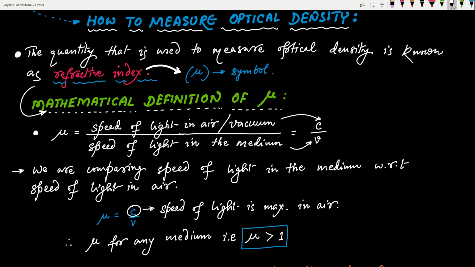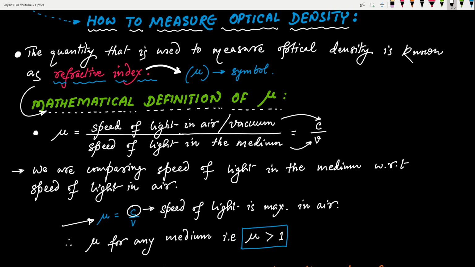So what is mu actually doing? Mu is comparing the speed of light in the medium with respect to the speed of light in air. So basically what we are doing in refractive index is comparing the speed of light in the medium to the speed of light in air. Therefore mu is equal to c by v.